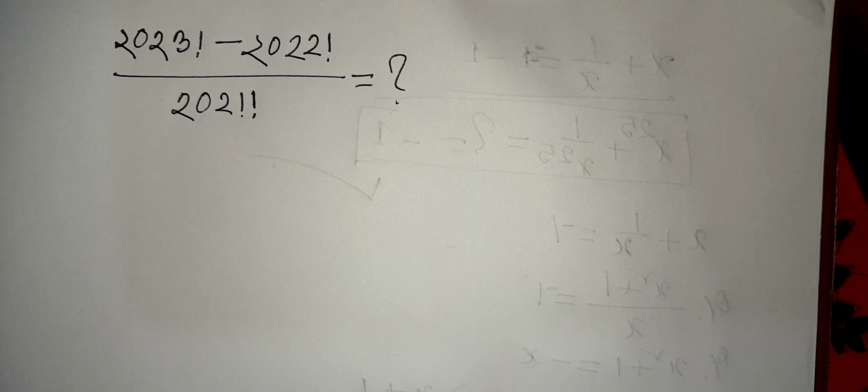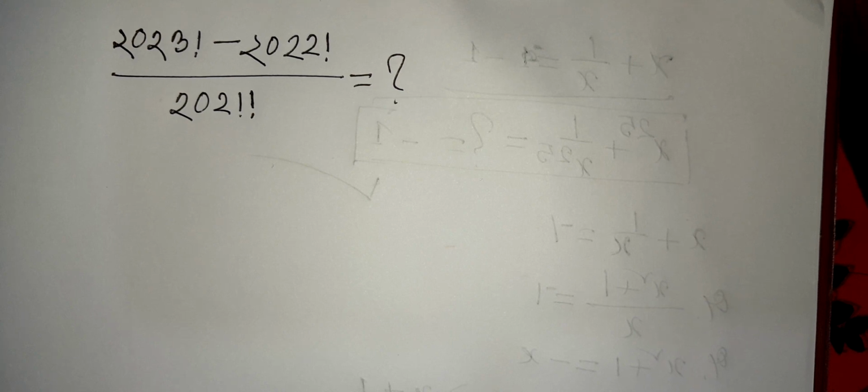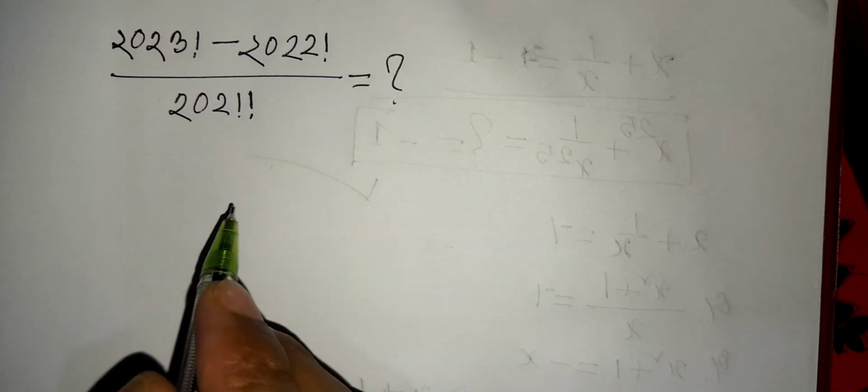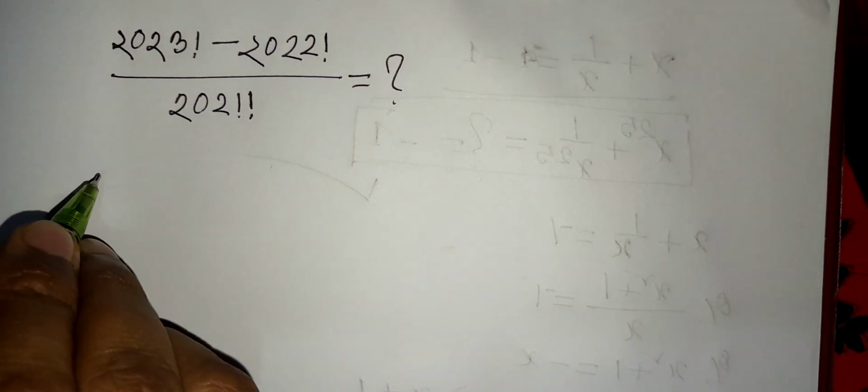Today we will do an interesting math problem. Here the sum is 2023 factorial minus 2022 factorial, divided by 2021 factorial. It's not allowed to use a calculator. How can we find out the value? It is easy, so let's start.